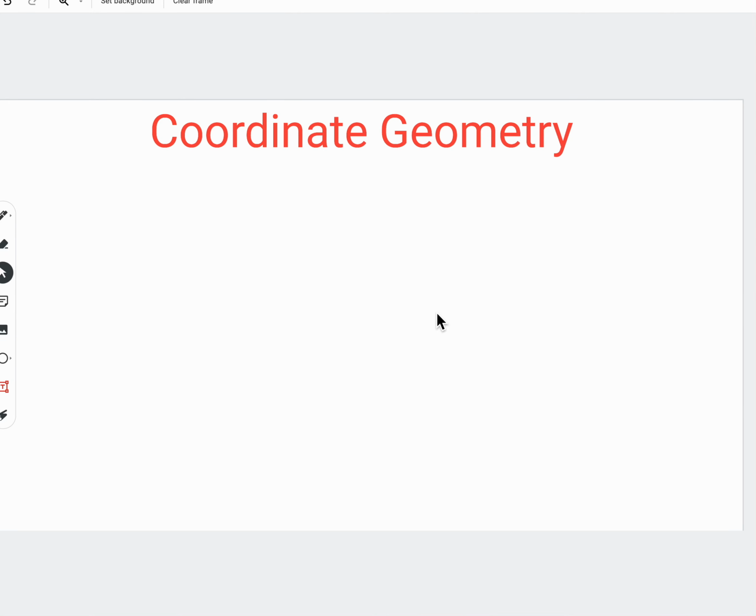Hello and welcome back. Today we're going to jump into our third part of geometry here, coordinate geometry. Here we're looking at the coordinate grid.